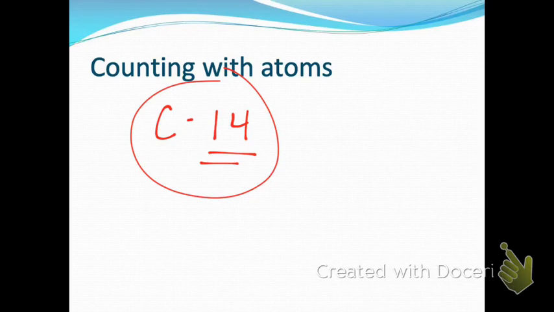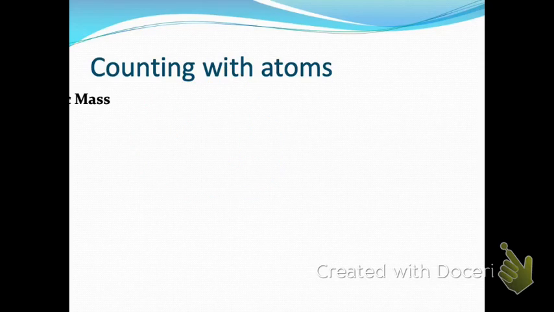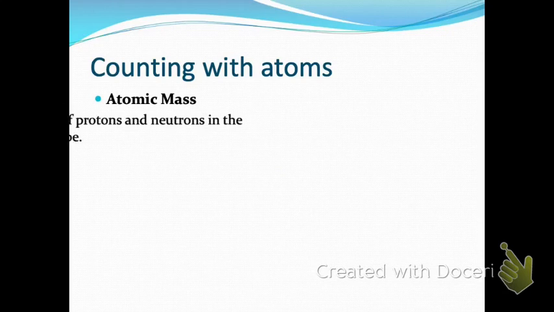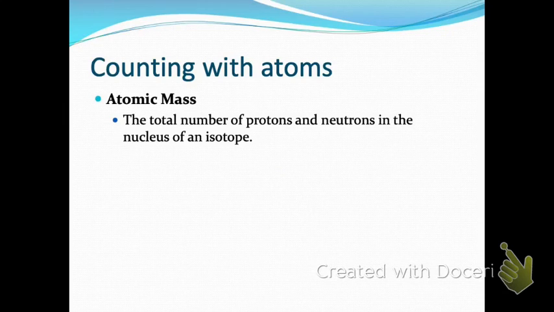So we talked about atomic number, which is the number of protons only. Atomic mass is the number of protons plus neutrons found in the nucleus. Protons plus neutrons. That's what atomic mass is. You need to know the difference between those two things. Atomic number is protons only. Atomic mass is protons and neutrons.